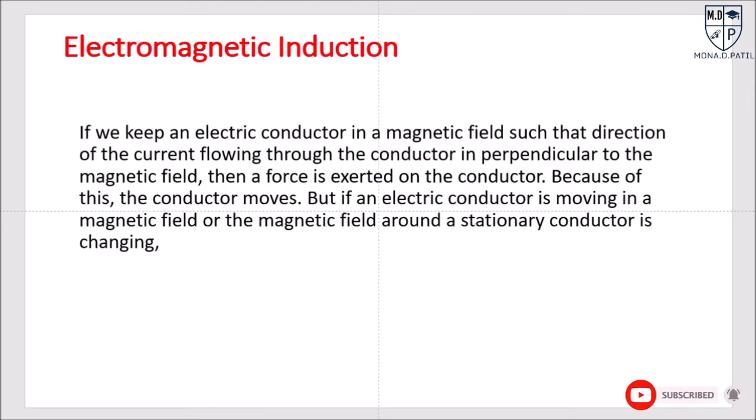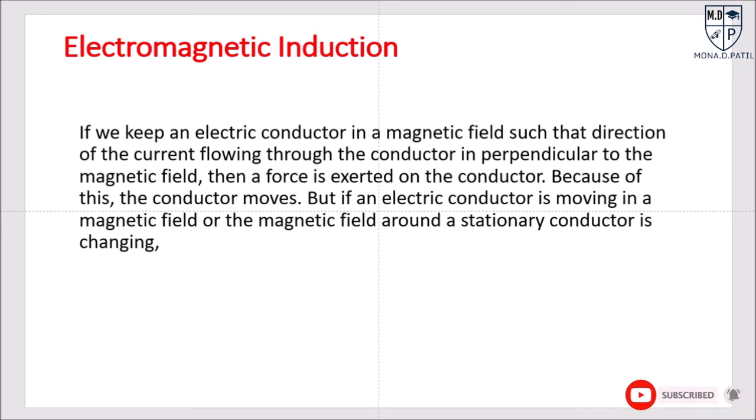Electromagnetic induction: if we keep an electric conductor in a magnetic field such that the direction of the current flowing through the conductor is perpendicular to the magnetic field, so the loop is perpendicular to the magnetic field as you have seen in the diagram, then a force is exerted on the conductor. Because of this, the conductor moves. But if an electric conductor is moving in a magnetic field, or the magnetic field around a stationary conductor is changing.